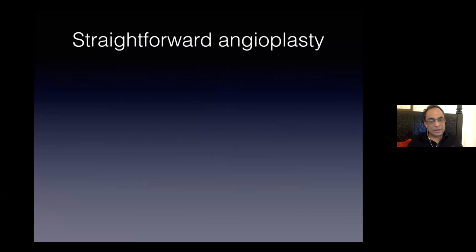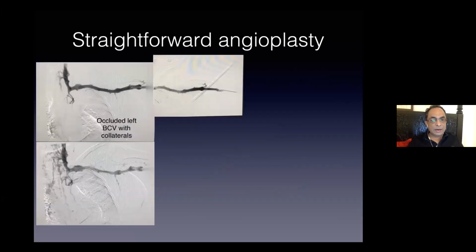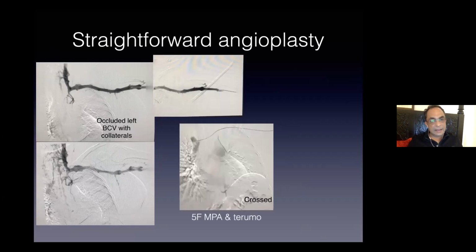So the straightforward angioplasty, plain, simple angioplasty. This is a patient with an occluded left brachiocephalic vein, as you can see, with a lot of collaterals. And we've done an arm venogram. We always start with an arm venogram. Some people do come with previously done CT venograms. What we find is that the contrast venogram that we do by the standard method of injecting about 15 mils of contrast and then pushing it with saline gives us a much more dynamic picture than the CT venogram does. So this is an occluded left brachiocephalic vein. It looks bad, but it was quite easily crossed with an MPA and a Terumo.